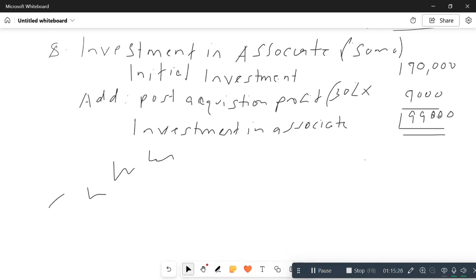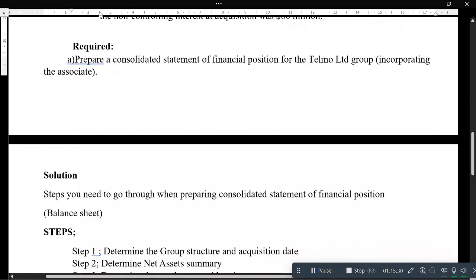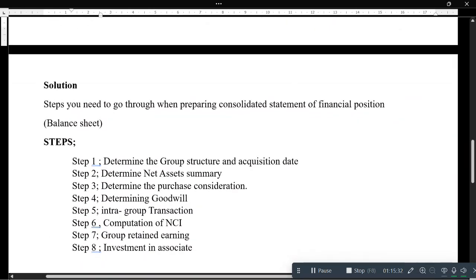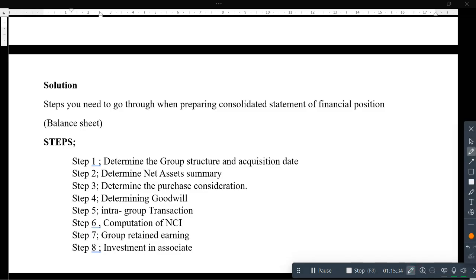Now you can look here. When you check our steps as we're consolidating, we started with determine group structure. We have done that. Determine the net asset summary. We have determined the purchase consideration, goodwill, intra-group transaction, computation of NCI, group retained earning, and investment in associate. After completing this, now you can go ahead and consolidate by putting the format for balance sheet, and we pick our items. Let's try to do that.